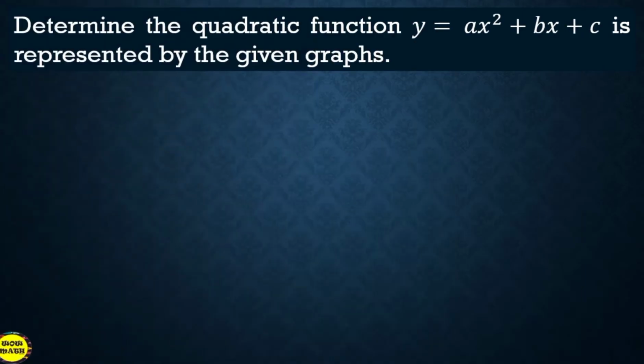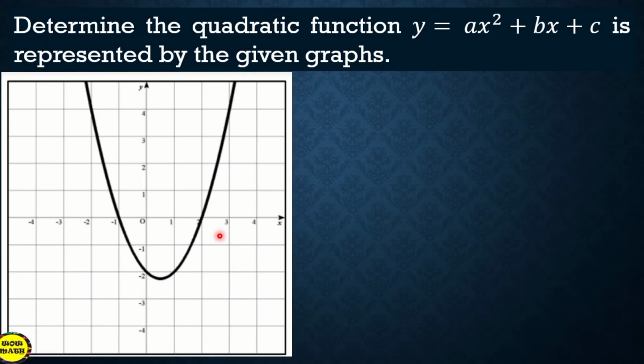Okay, next. Okay, so sa graph na to, hindi convenient na gamitin yung vertex kasi ang hirap i-identify kung anong point yung vertex natin dito. So, ano kaya ang convenient na gamitin? Gamit yung 3 condition kanina. Yes, pwede natin gamitin yung x-intercepts natin.